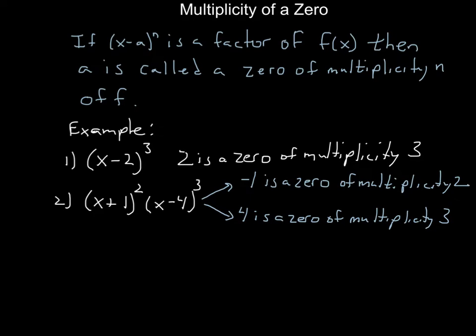Let's look at a couple of examples here. In the first one, one of our factors is x minus 2 to the third power. In this case, we know 2 is a 0, and because there's the exponent of 3, we know it has a multiplicity of 3. Here we have another polynomial in its factored form: x plus 1 to the second power times x minus 4 to the third. So negative 1 is a 0 of multiplicity 2, and 4 is a 0 of multiplicity 3.